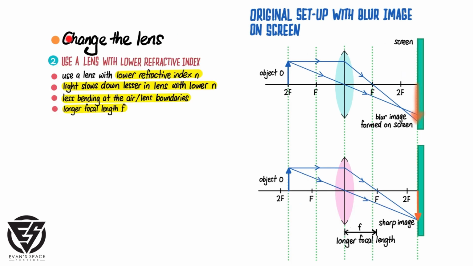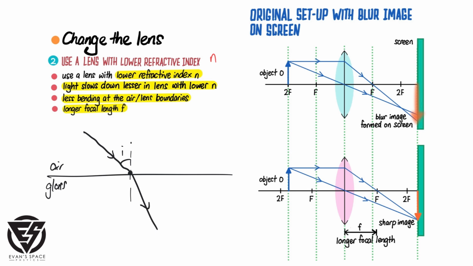Now the second way is to change the lens, and for changing the lens, there are 2 types. Let's focus on this one here, using a lens with lower refractive index. That's your n. Now let's recall, previously we have learned that when light is traveling from air, optically less dense, to glass, which is similar to your lenses here, optically denser, let's assume this is the normal and the incident ray hits the point of incidence here. This is your angle of incidence. Now because the light is traveling into an optically denser medium, it will slow down, the speed will decrease, and you will bend towards the normal.